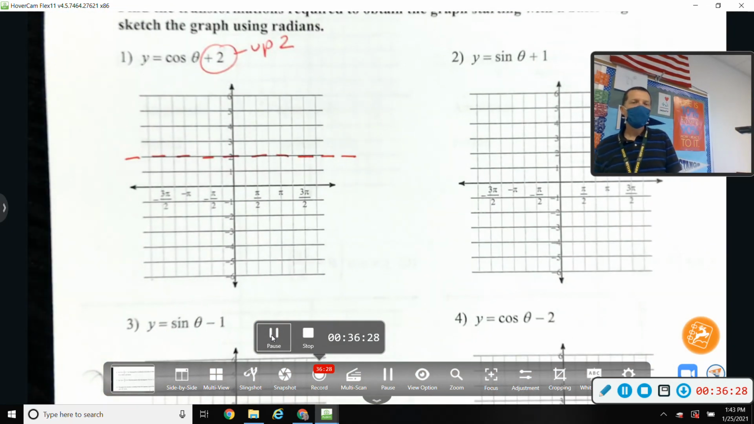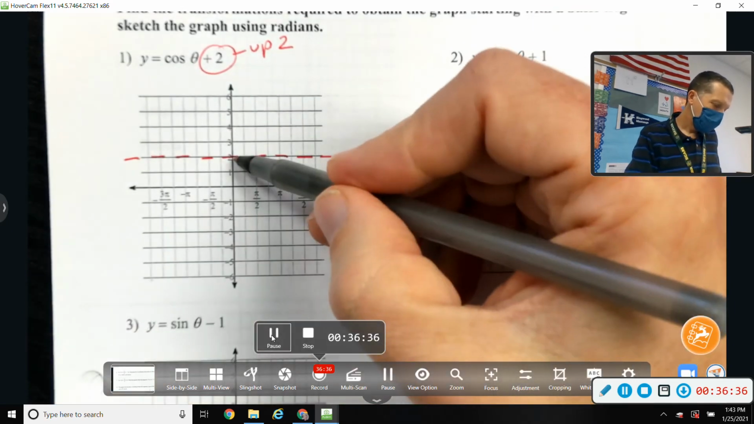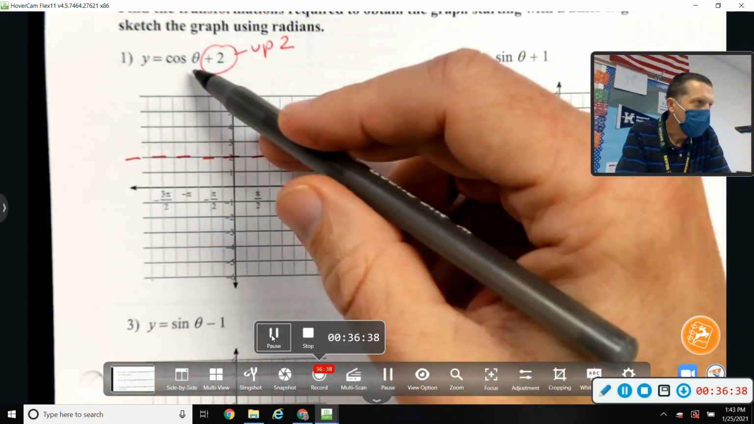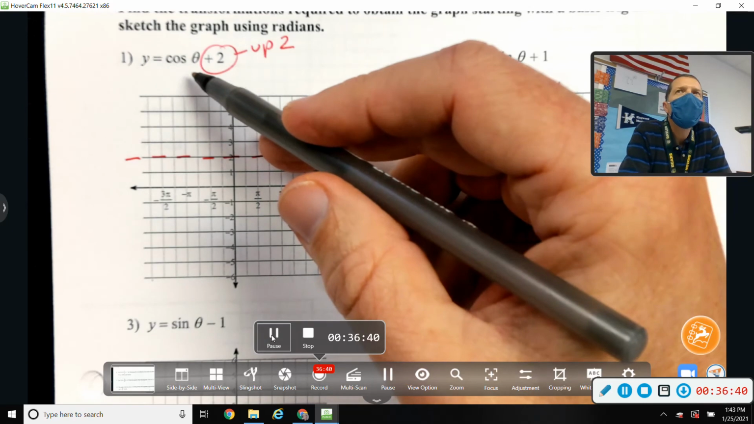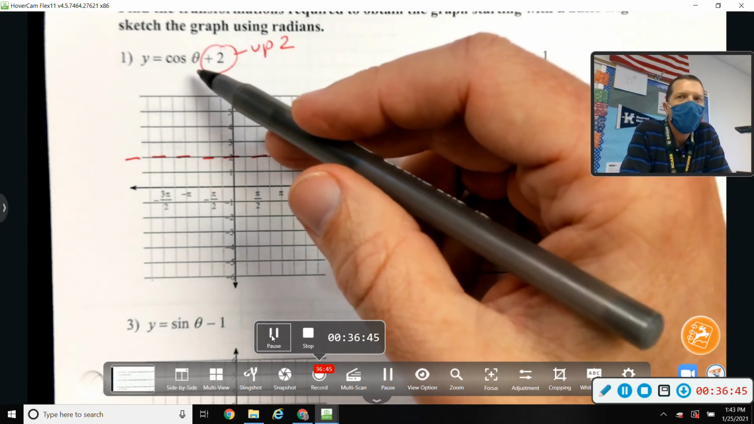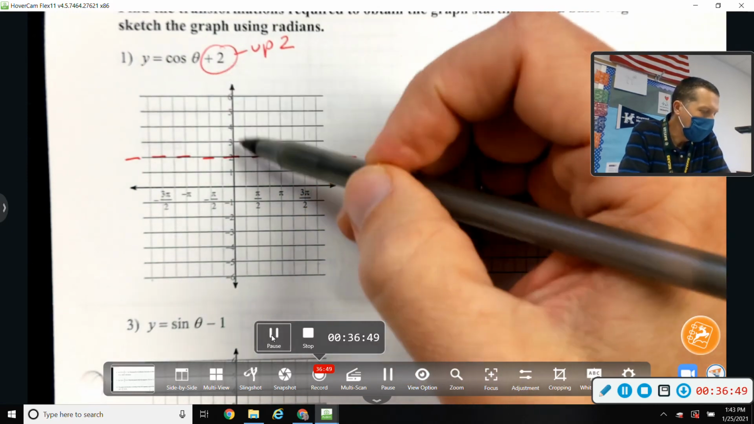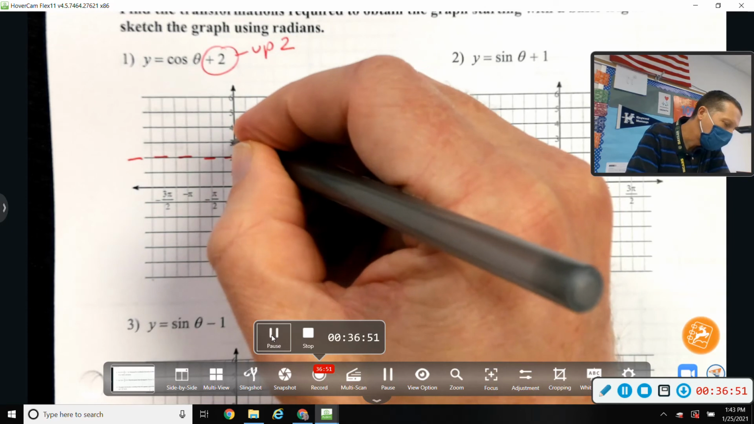Because now that's kind of our new normal. We're going to operate off of 2. Okay, cosine. Cosine started at, what did cosine start at? 1, but we moved up 1. Now we're starting up 1 from our new starting point, so we'll be at 3 to start with.